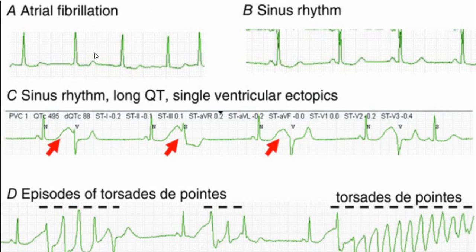This is atrial fibrillation. This is sinus rhythm. This is sinus rhythm with long QT, and there is only one single ventricular premature beat. And there is an episode of Torsades De Pointes. You can see this is Torsades De Pointes. So this is a short QT and Torsades De Pointes is triggered off. So that happens very frequently with short, long, short QT followed by Torsades De Pointes.